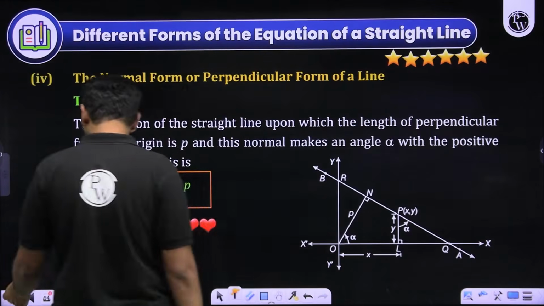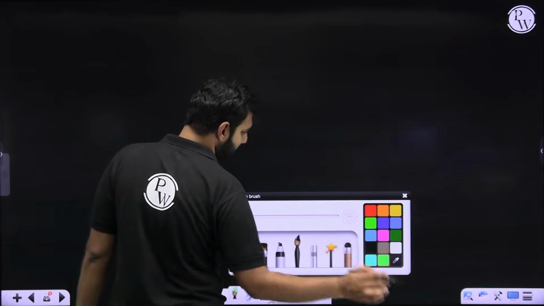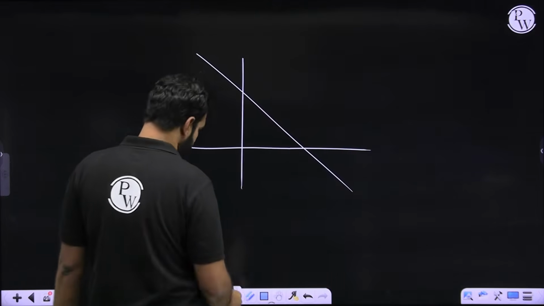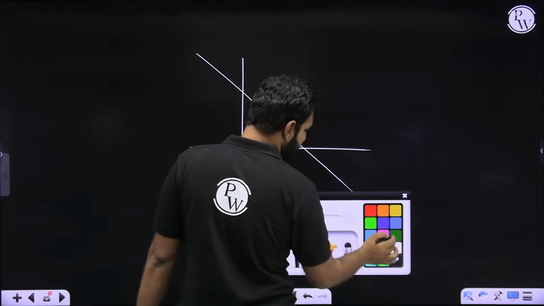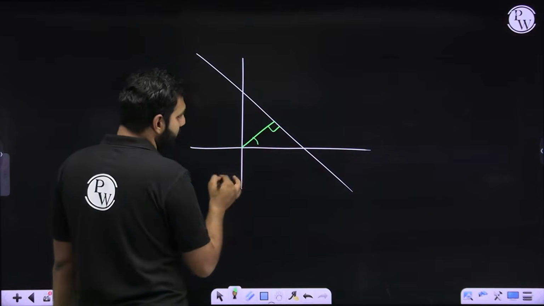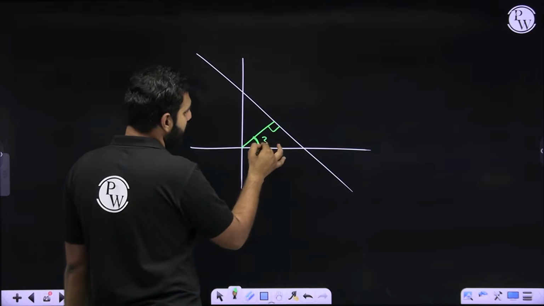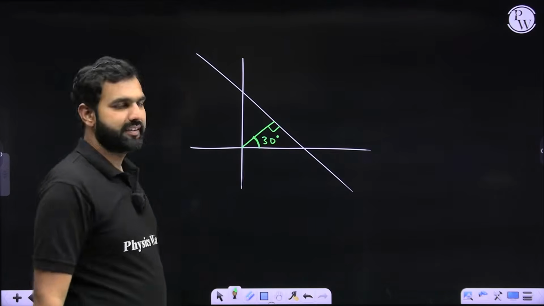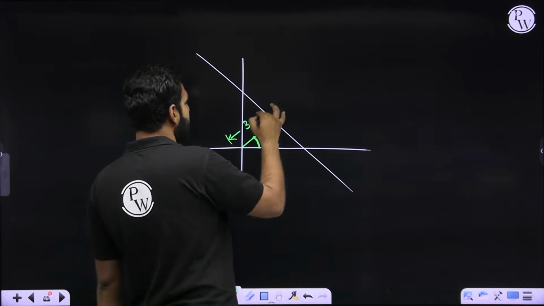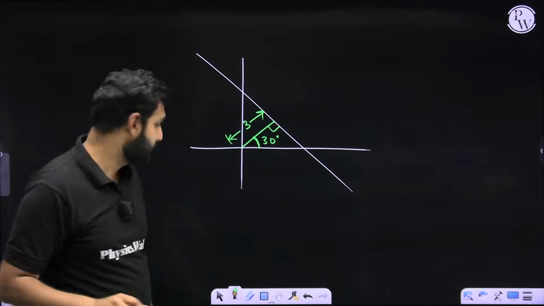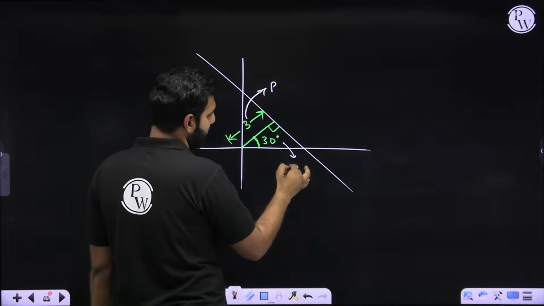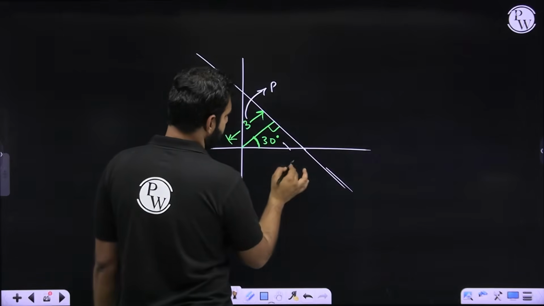If I could simply give you a very straightforward example. Let's say there is this coordinate axis, x-axis and y-axis, and there is a straight line. On this straight line, I'm dropping a perpendicular from the origin, and that perpendicular makes a 30-degree angle with the positive x-axis in the anti-clockwise direction, and the length of that perpendicular is, let's say, 3. Can we write the equation of the line? Yes. How? I hope you realize that this 3 is nothing but p. What is this 30 degree? This is alpha over here.